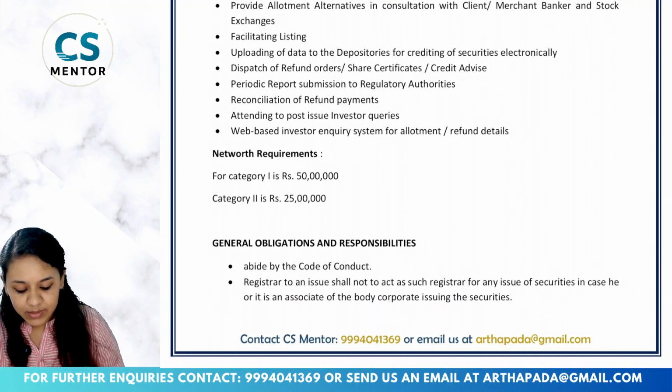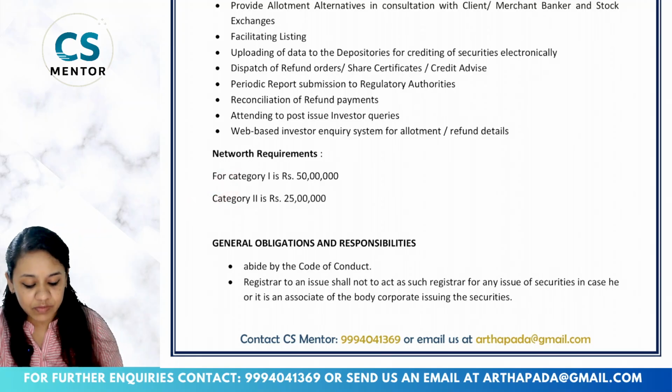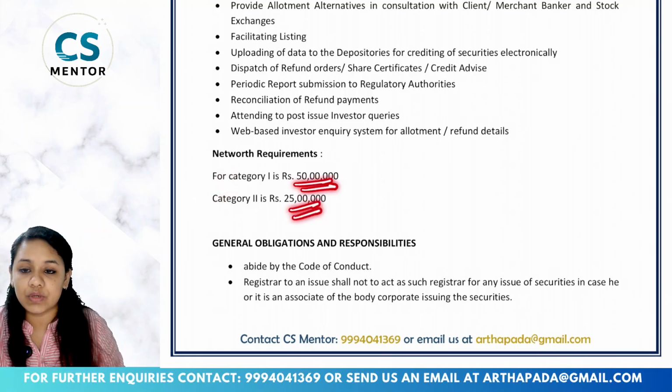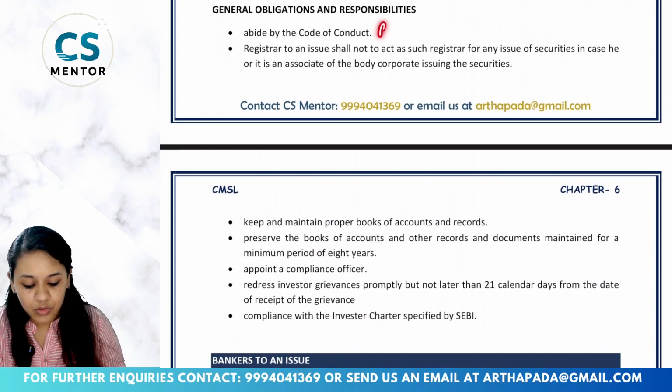Then they're saying there are two categories for these agents. Category 1 should have a net worth of 50 lakhs, category 2 is 25 lakhs. Now come to the general obligations. Code of conduct.